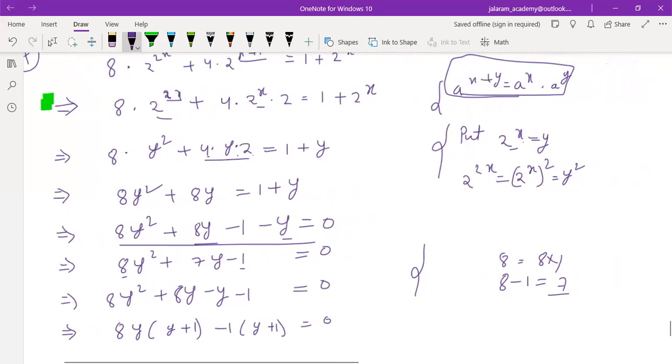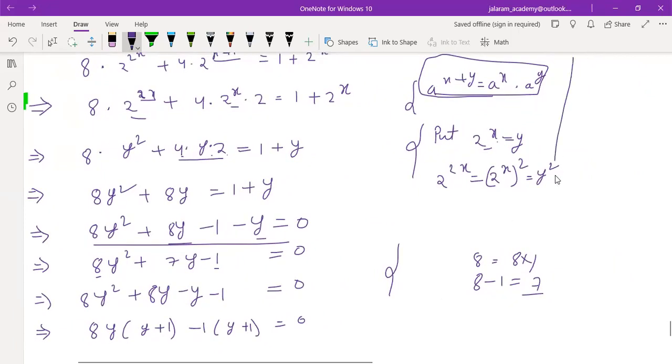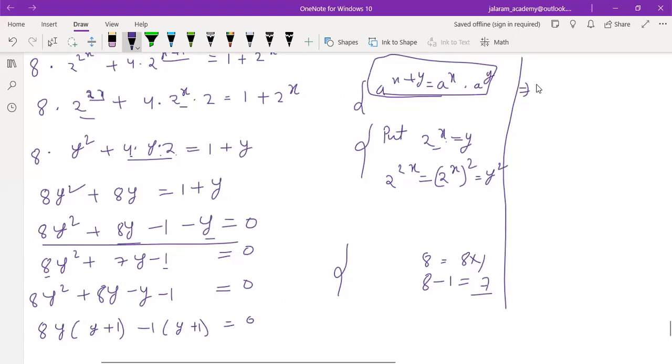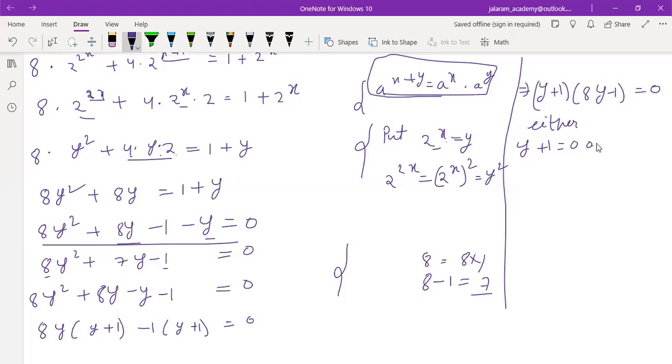Now which term is common? Y plus 1 is common in both or not? Yes, sir. So if we take y plus 1 common, in the second bracket we can write 8y minus 1 equals 0. So it's a quadratic equation which has two factors. So either the first factor y plus 1 equals 0 or the second factor 8y minus 1 equals 0. It implies that either y equals minus 1 on transferring 1 to this side, or 8y equals 1.